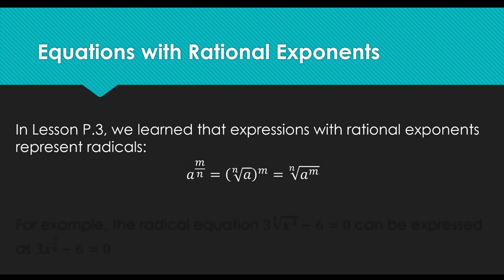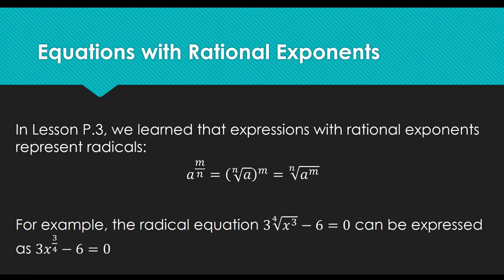In lesson P.3, we talked about the definition of rational exponents and how they relate to radicals. Remember, a to the m over n power is the same thing as the nth root of a raised to the power of m. For example, say we have 3 times the 4th root of x to the 3rd power minus 6 equals 0. It's the same thing as 3 times x to the 3/4 power minus 6 equals 0.